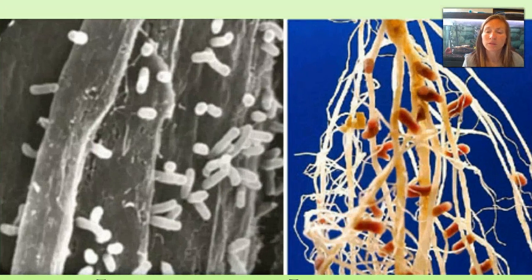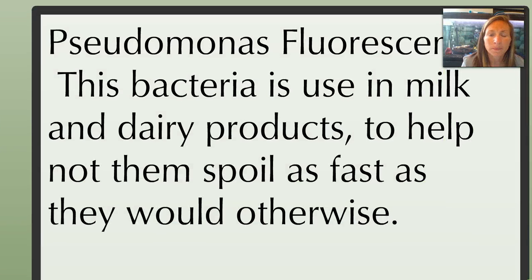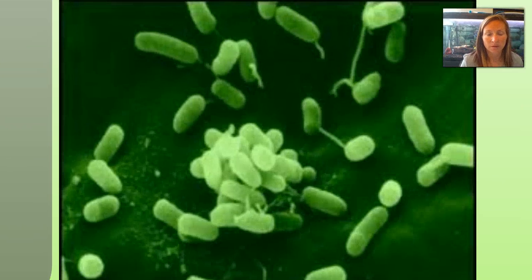And here's a picture of rhizobium, which, do you remember what shaped bacteria this would be? It's a rice-shaped or a rod, and hopefully you guessed bacilli. If you did, you are correct. All right. There's another bacterium called Pseudomonas fluorescens. It's used in milk and dairy products to help them not spoil. And there's a picture of it. Again, another common rod-shaped or bacilli-type organism.